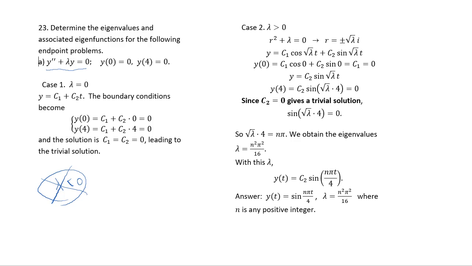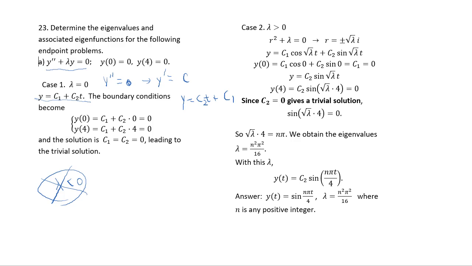When lambda is equal to 0, what does that mean? If lambda is 0, you get y double prime equal to 0, which means if you integrate both sides, you get y prime equal to a constant. And then if you integrate again, you get y equal to c2 t plus another constant. Since these two constants don't have to be the same, I'll name this one c2 and this one c1. Okay, so that's what I did over here.